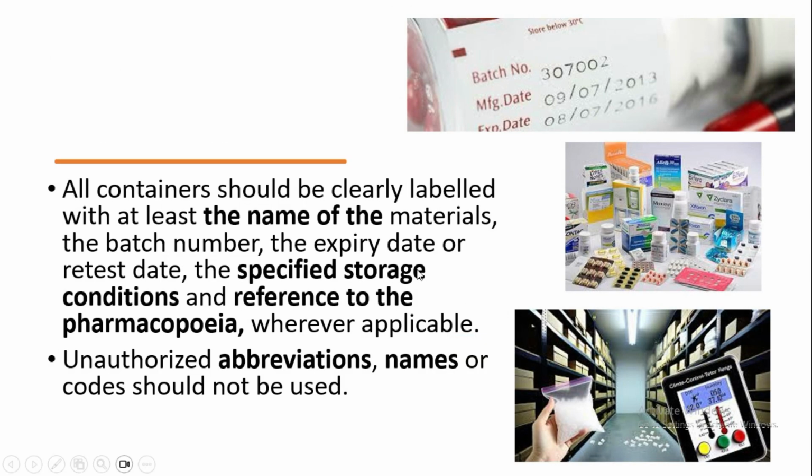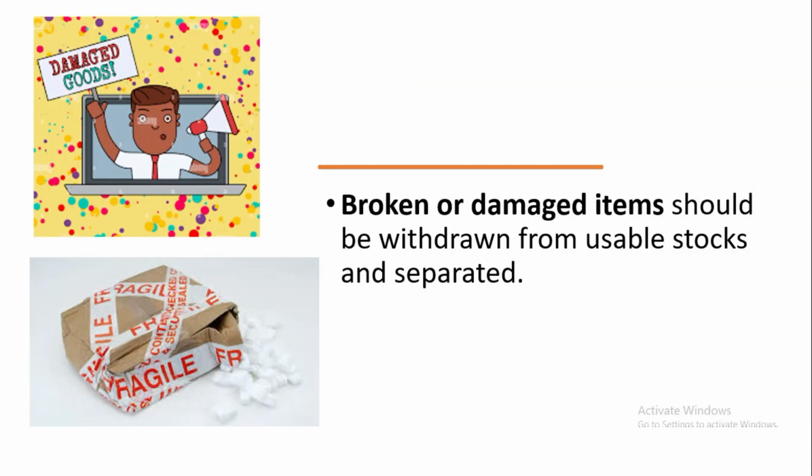All containers should be clearly labeled with at least the name of the material, the batch number, the expiry, the retest date, specified storage conditions, and reference to the pharmacopoeia wherever applicable. Already we have described this, but this is more in detail. Unauthorized abbreviations, names or codes should not be used. Sometimes we use very short abbreviations or codes for our easiness, for our comfort, but that should not be used in a pharma company, because it may lead to confusion for the other person taking over another shift, or if we are seeing it after 6 months or 1 year. So we should not do that.